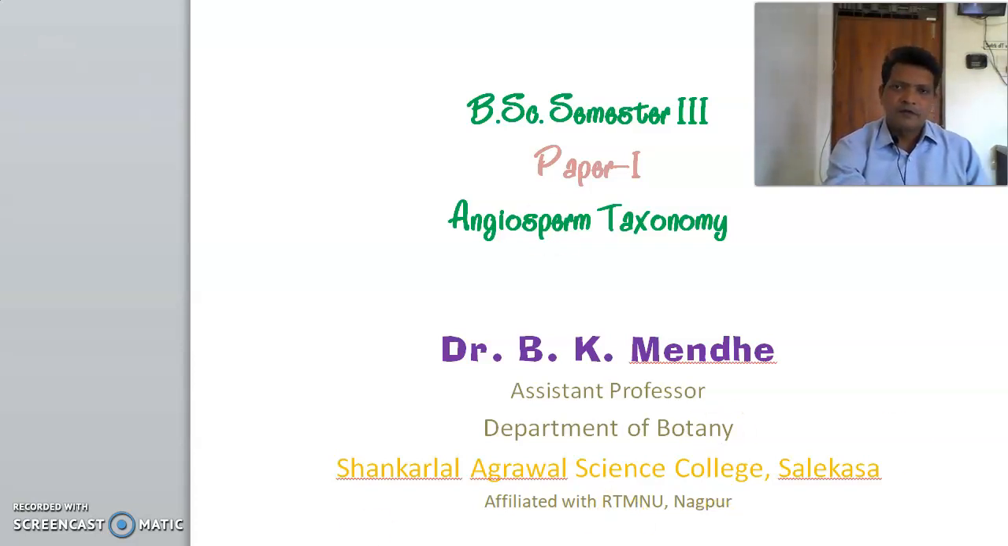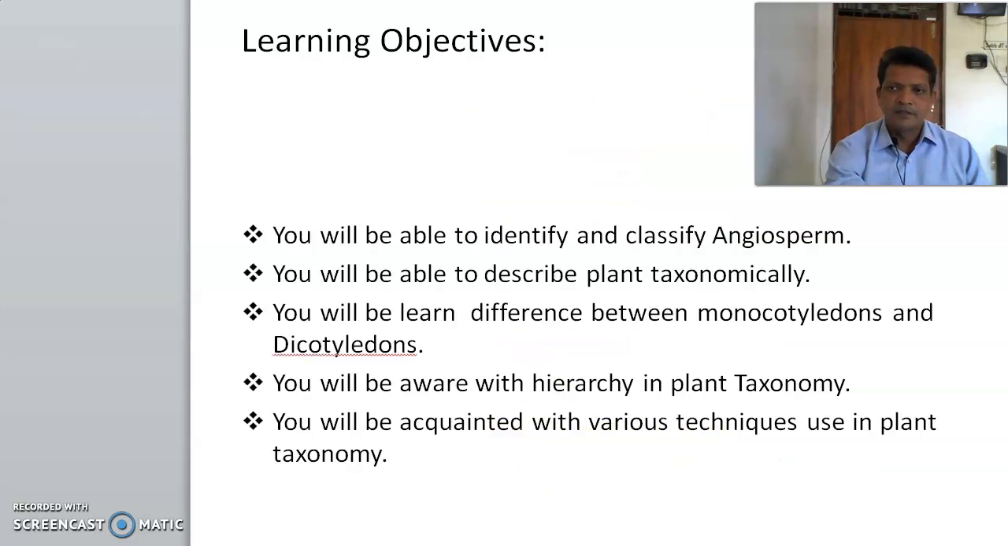So let us first see what the learning objectives of this paper are. After learning this paper, you will be able to identify and classify angiosperms. You will be able to describe plants taxonomically. You will learn the difference between dicotyledon and monocotyledon. You will be aware of the hierarchy in plant taxonomy, and you will be acquainted with various techniques used in plant taxonomy, plant classification, and plant identification.